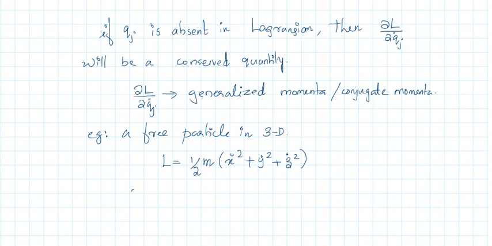Now, if I calculate dou L by dou x dot, its value is m x dot, if I take the partial derivative with respect to x dot. m x dot is nothing but m into the velocity along the x direction, m vx, and it is nothing but px, the linear momentum along the x direction.